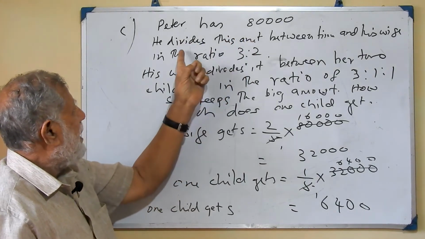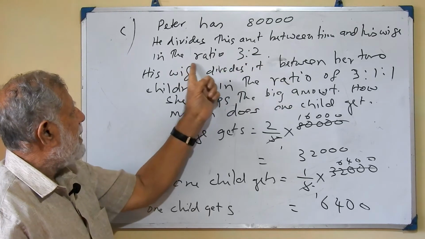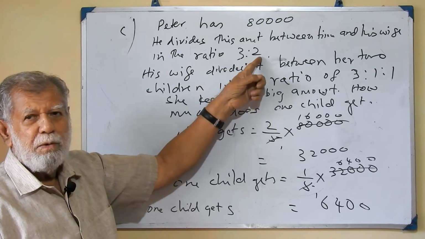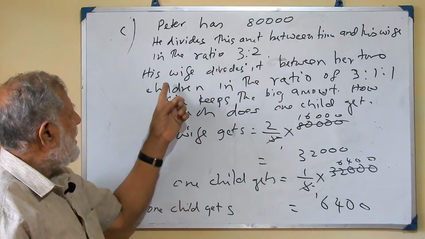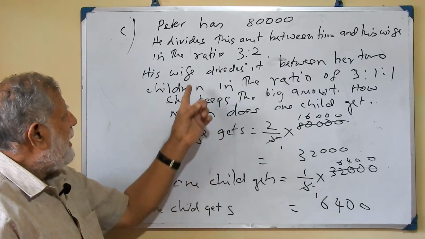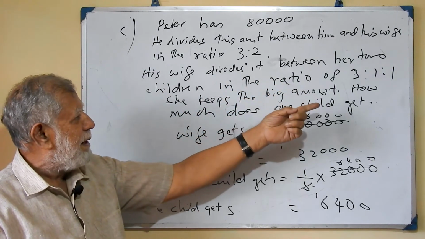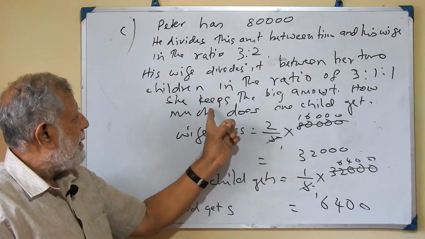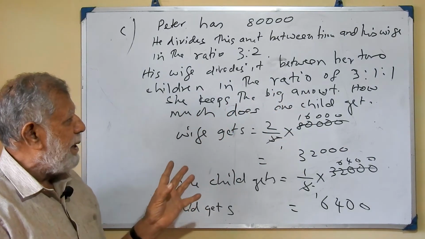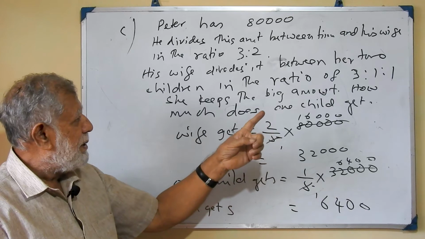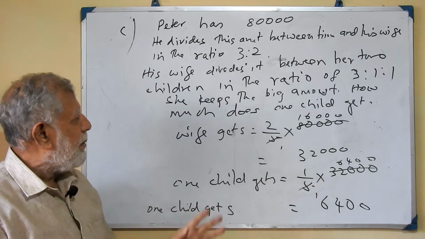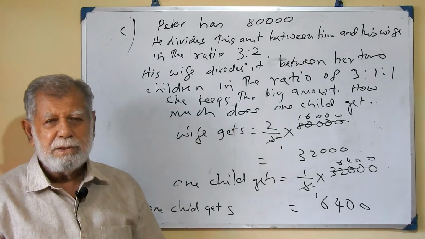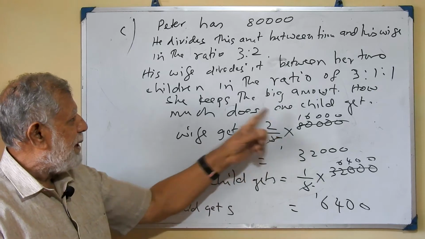Peter has 80,000 rupees. He divides this amount between him and his wife in the ratio of 3:2. That means he is getting 3 parts, the wife is getting 2 parts. You have to get that in order. Now after that, his wife gets an amount, and that amount she divides between her 2 children in the ratio of 3:1:1. And she keeps the big amount. So that is 3 parts she is keeping, and 1 part and 1 part she is giving to the children. Now the question is, how much does one child get? That's the final question.